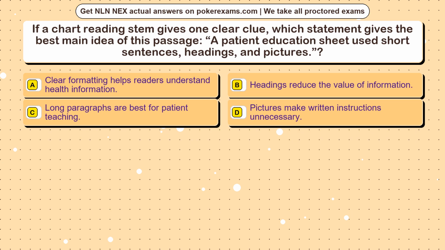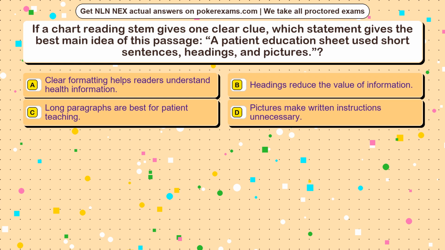Question 4. If a chart reading stem gives one clear clue, which statement gives the best main idea of this passage? A patient education sheet used short sentences, headings, and pictures. Option A. Clear formatting helps readers understand health information. Option B. Headings reduce the value of information. Option C. Long paragraphs are best for patient teaching. Option D. Pictures make written instructions unnecessary.